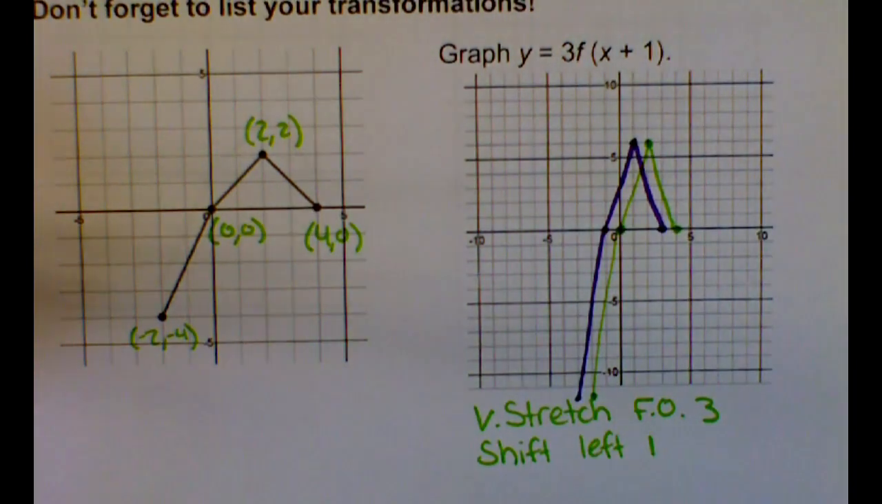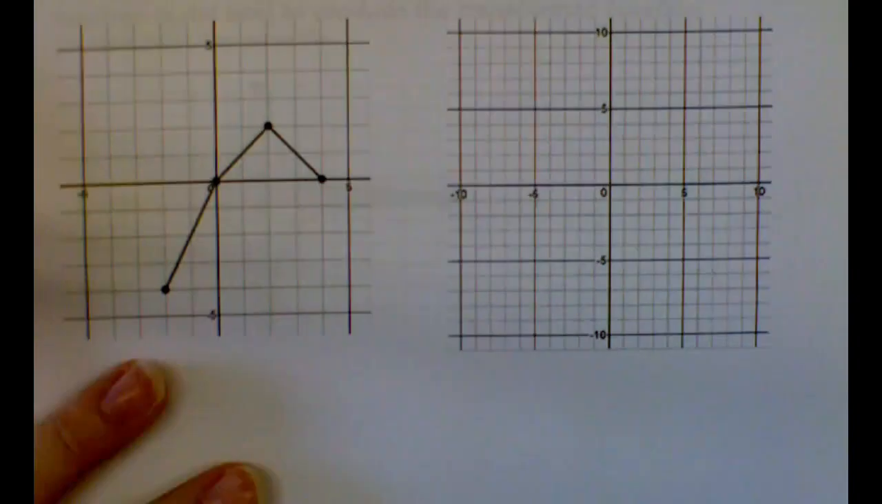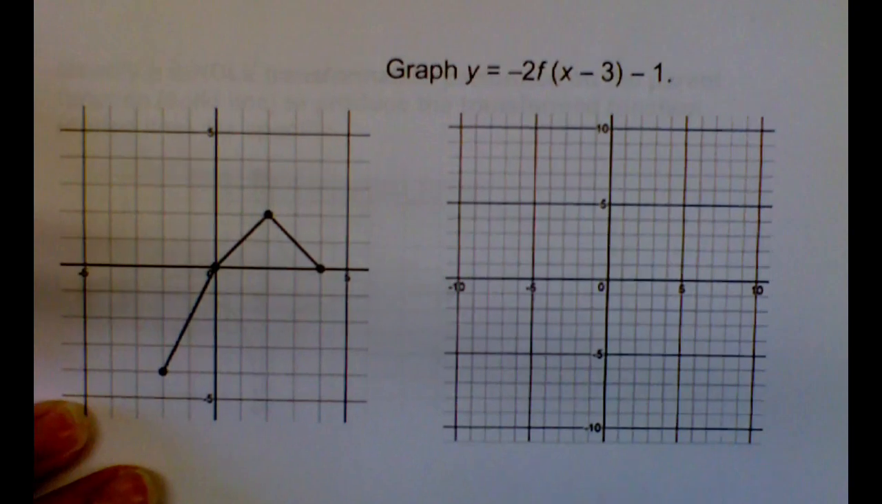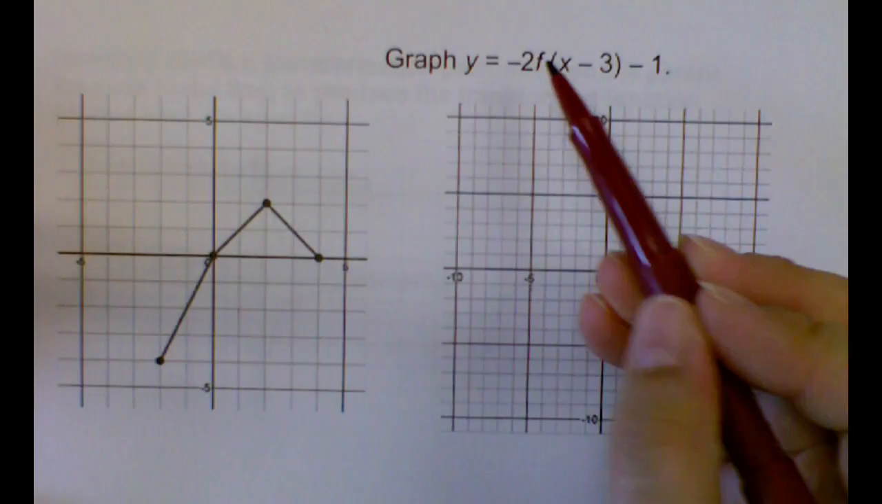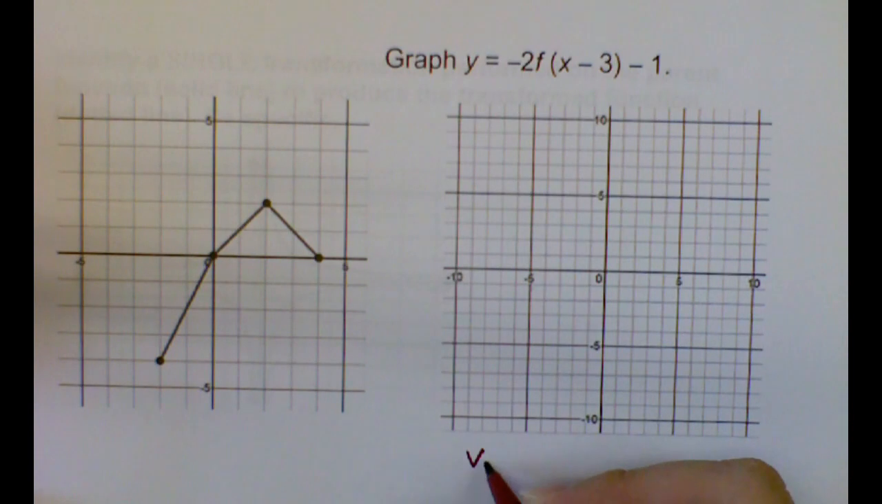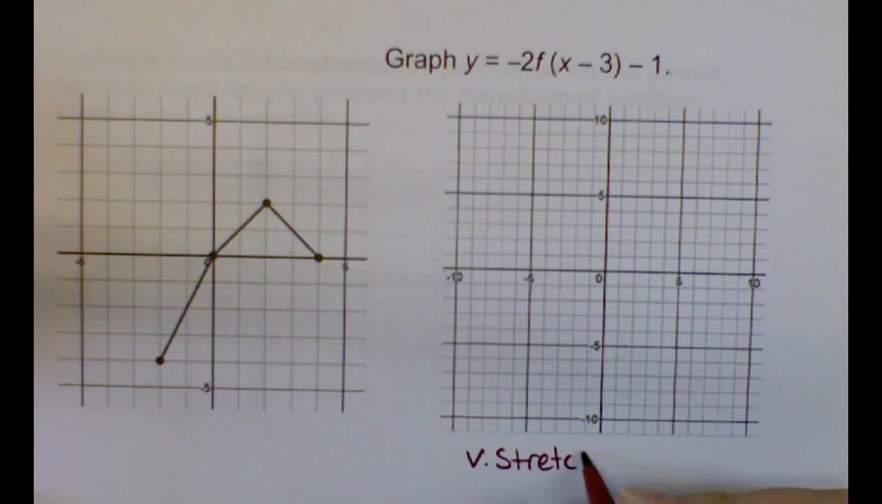And there's my new transformed graph. All right, same graph to start. Slightly different function. All right, stretches and shrinks. I have a 2 out front. That is a vertical stretch by a factor of 2.